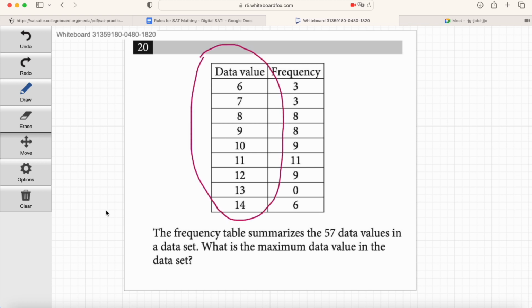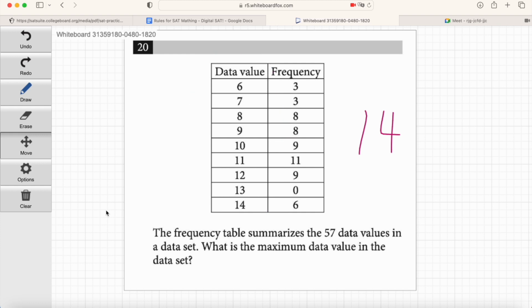That's it. The tricky part about this question is really realizing how easy it is. I know I was just talking about the questions getting a little bit harder toward the end of the test, but this one's really, really easy. Just look at it, Tanner, and tell me, what's the maximum data value in that set? 14. It's 14. And that's your answer.